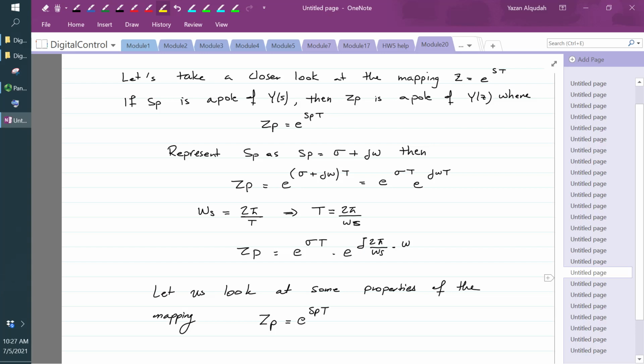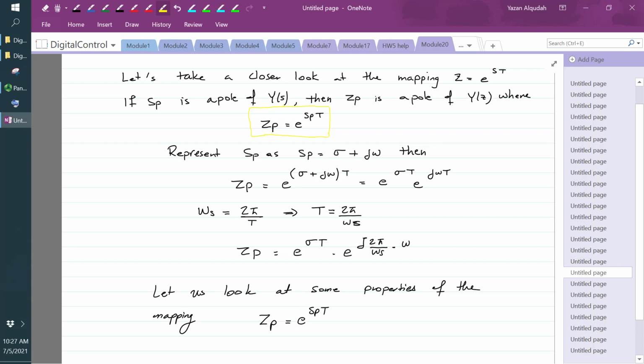If sp is a pole of Y(s), then z_p is a pole of Y(z), where z_p is equal to e^(sp·T). Agree? So this is what we showed so far. This is the pole of the discrete time signal if the continuous time signal has a pole at sp.